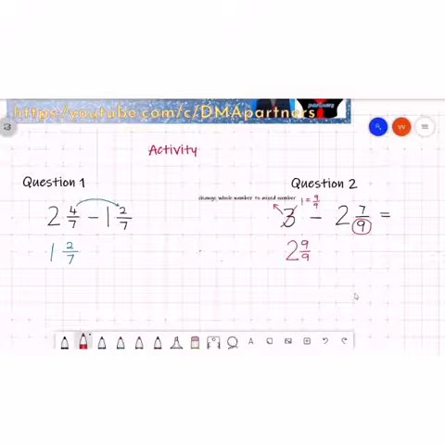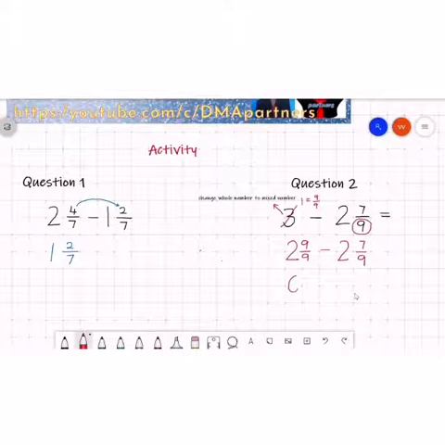So we must know that only if the denominators are the same can we subtract. If the denominators are different, we need to make them the same. In this case, we already have one denominator there, so we just use that number as the denominator for the whole number here. So now we can do question 2: 2 9/9 minus 2 7/9. When we do this, 2 minus 2 is 0, and then 9 minus 7 is 2 over 9.